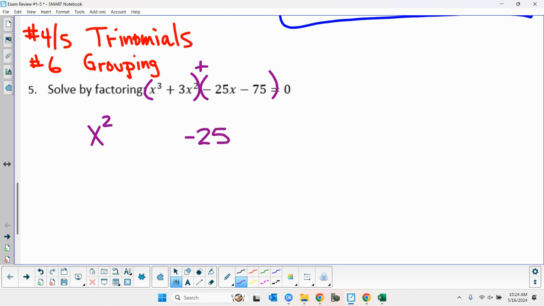Right. Whenever the 3rd term is negative like this one, pull out the negative sign. Even though maybe that 75 was positive, that's okay. You still pull out the negative if that would happen.